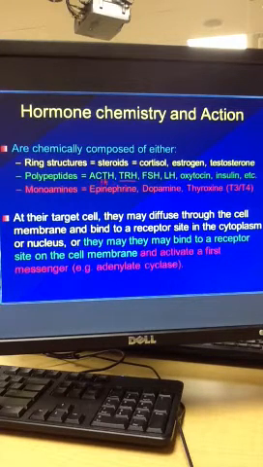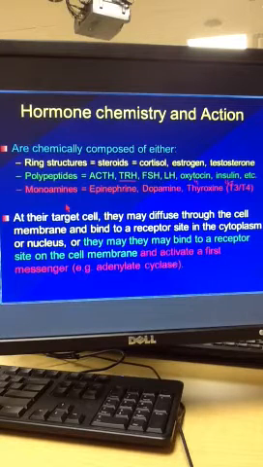ACTH is adrenocorticotropic hormone, TRH is thyrotropin releasing hormone, FSH is follicle stimulating hormone, LH is luteinizing hormone, oxytocin, this one's only 9 amino acids in length, and insulin's about 165, if I remember right, so it's quite large. Those are all synthesized from amino acids and are referred to as polypeptides. And then the others we have are called monoamines: epinephrine, dopamine, and thyroxine.